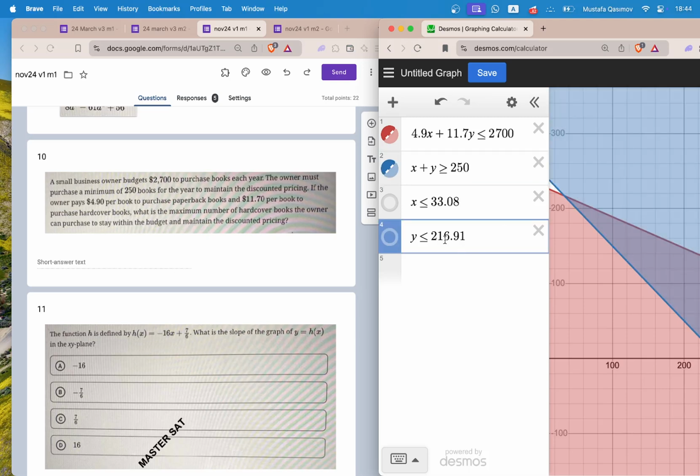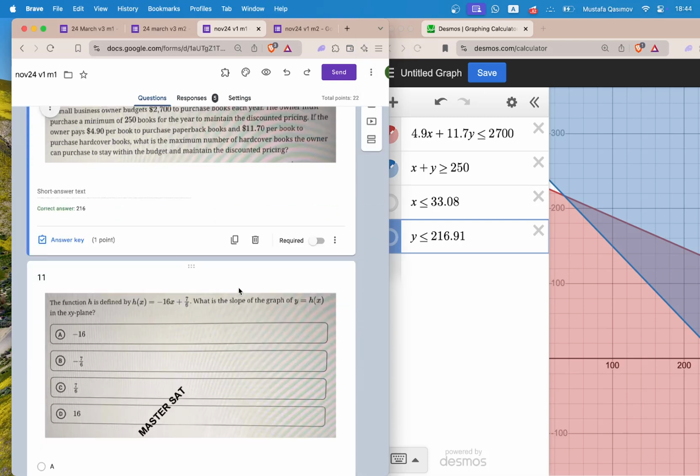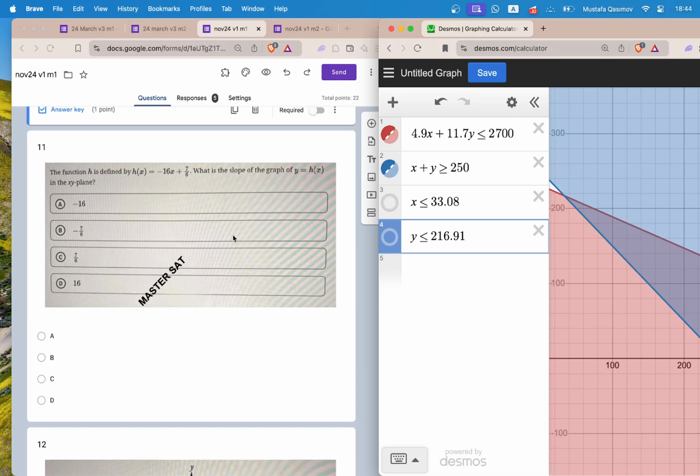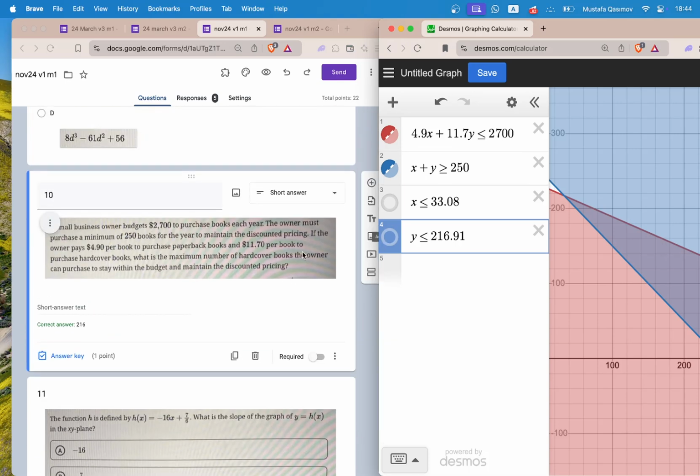From here, some students think the answer is 217, but it is not 217 because you don't need to do rounding here. You have to take the value of y equal to 216. So the answer is 216 for this question. Some students write the answer is 217. It is not correct. Do you have any questions up to 10?